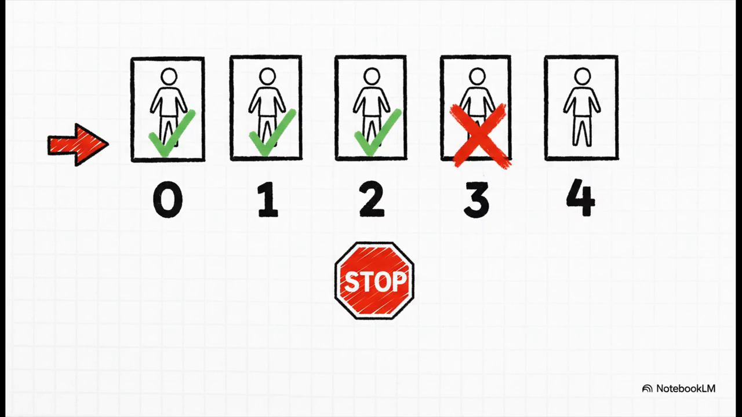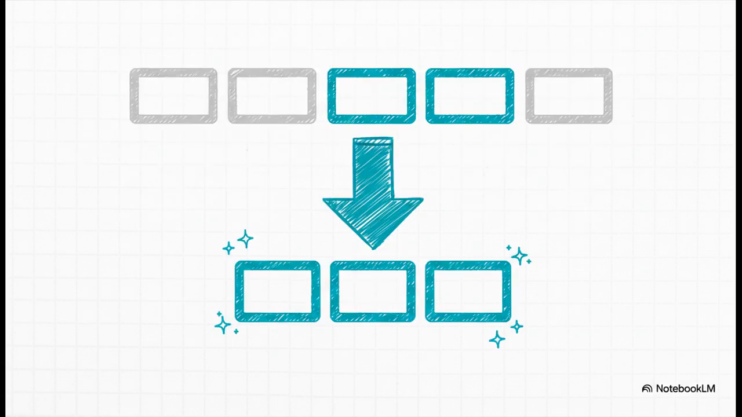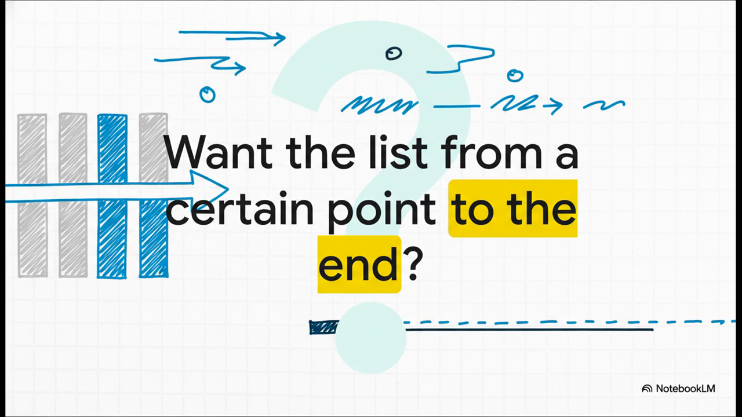Now, why 0, 3? Well, remember our rule. It grabs the player at index 0, that's Ali. It grabs index 1, Babar, and it grabs index 2, Rizwan. When it gets to index 3, it stops. The end is exclusive. And boom, there you have it. A brand new list with just those first 3 players. Super simple, super effective.